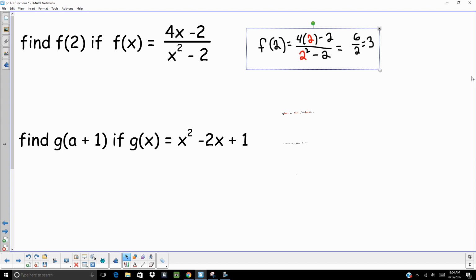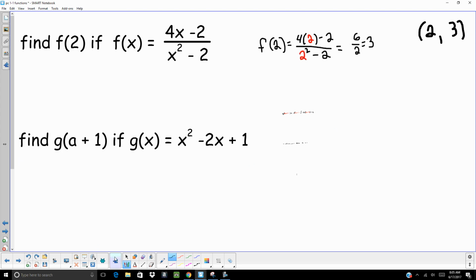So you take out that x, and you're going to get 4 times 2 minus 2 on top, which is 8 minus 2, or 6. On the bottom, you get 2 squared minus 2, which is 4 minus 2, or 2. Simplify it all the way, and you get 3. So f of 2 is 3. So when my input is 2, my output is 3. That's also the same as an ordered pair. When x is 2, y is 3.